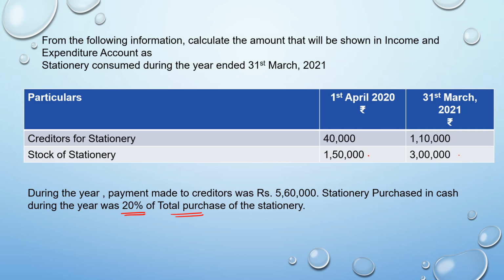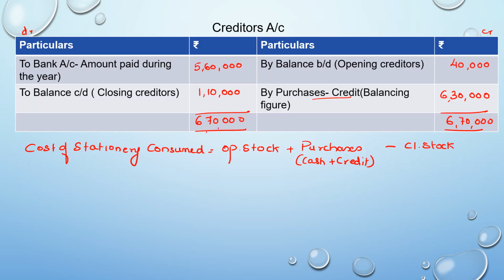Now why go about calculating all this? Because in this formula, the purchases include not only the credit purchases that we're getting out from the creditors account, but we also need the cash purchases. So let us do the calculation with the available information.